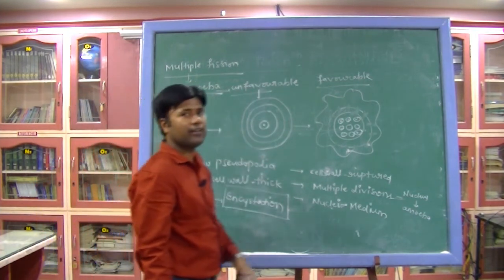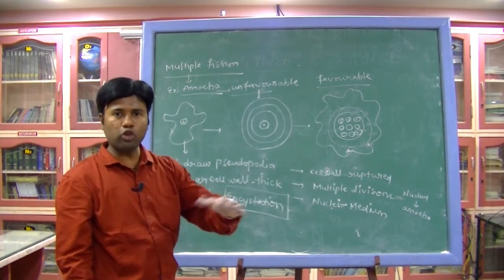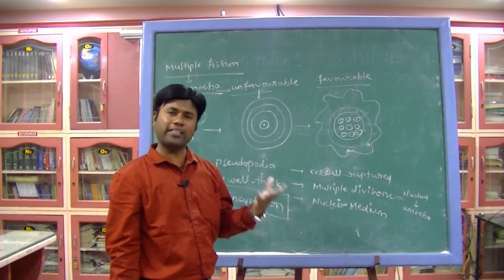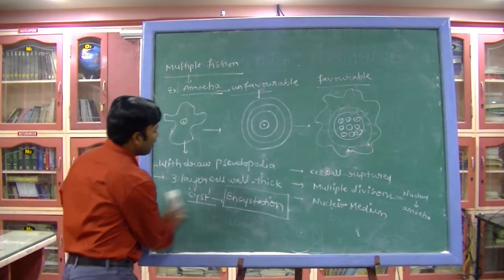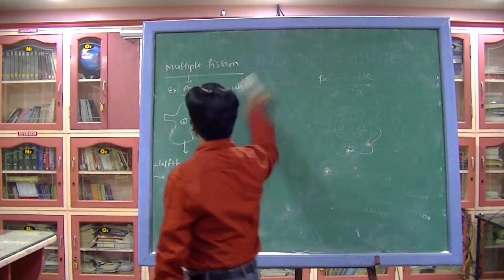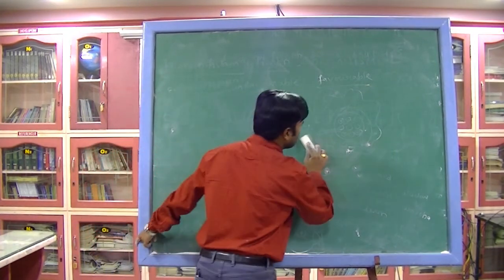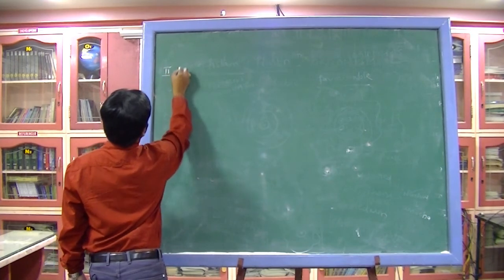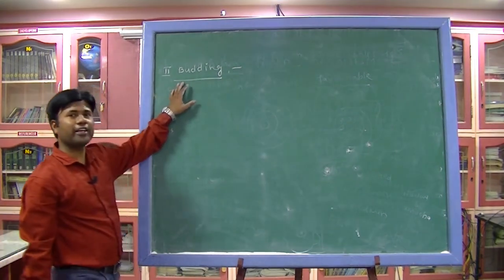You might also have learned about the malaria parasite, Plasmodium: from the schizont, merozoites are released in plenty, many. Only one schizont, but many merozoites. So that is also an example of multiple fission. Now we have completed two, binary fission and multiple fission. These two we learnt under fission. Now let us see about budding. The next one is budding. This will be continued in my next class.